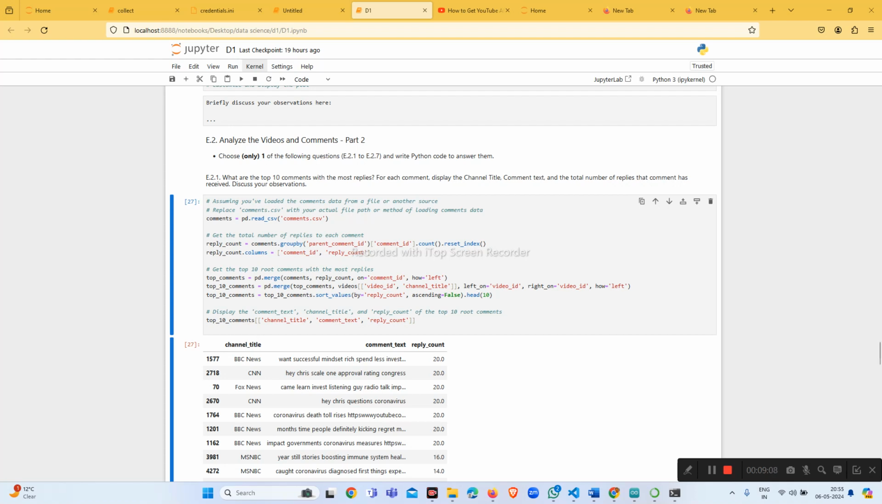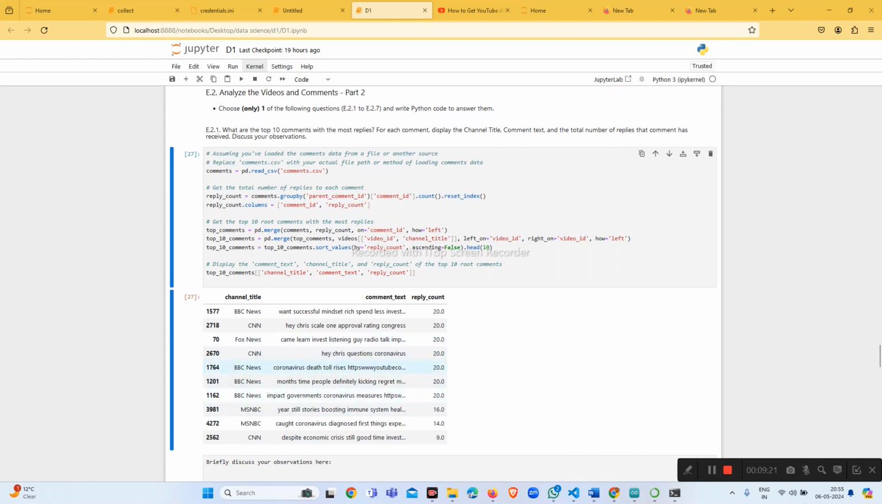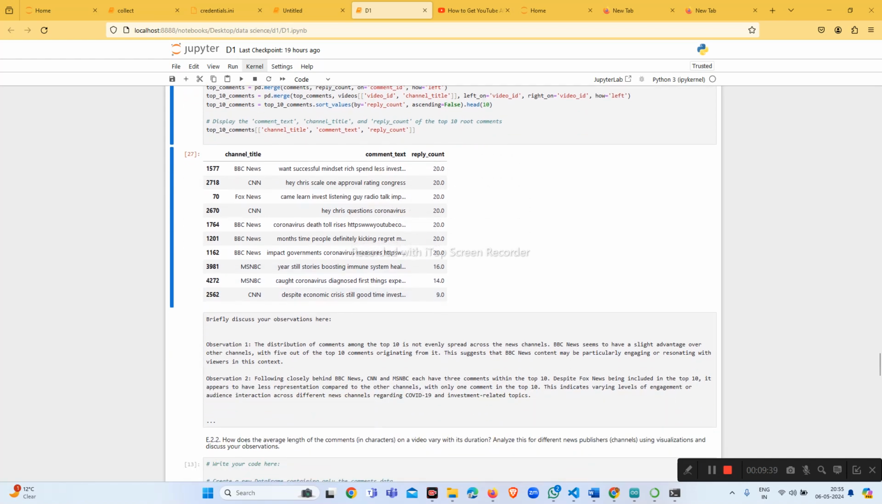Finally, it sorts the merged data frame by the reply count in descending order and selects the top 10 root comments, displaying the channel title, comment text, and reply count for each of these top 10 root comments. This analysis provides insight into the engagement level and discussion surrounding the videos, highlighting the most active comment threads.